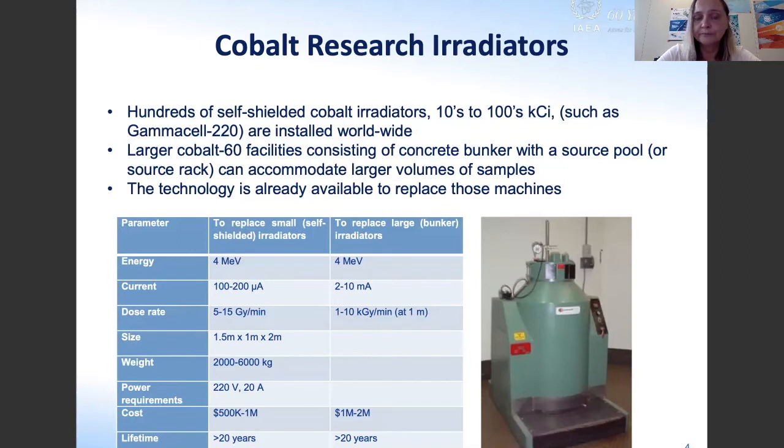We're talking about 4 MeV, and we're talking about two different currents to replace small irradiators, self-shielded as shown on the figure, and also large irradiators such as irradiators with bunker and a source rack or a source pool. Again, depending on the irradiator you want to replace, of course you will have to have slightly different accelerators at the end. And again, there are some parameters here that tell you approximately what kind of machine and what kind of costs you are looking at to replace this unit.